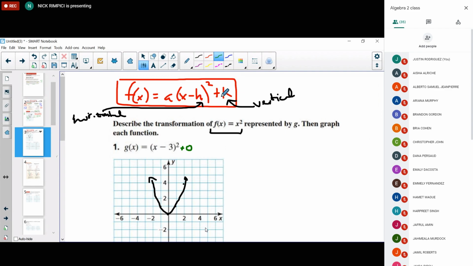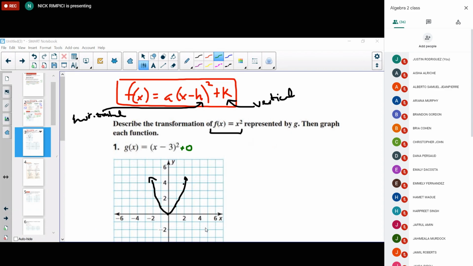Now I want to see what happens to the parent function if I do this. Is it going to move up, down, left, right, or some combination? I'm going to graph it and get the answer, of course. Before I do that, I want to hear people's predictions. How do you think this graph is going to move compared to the parent? What is (x minus 3) squared plus 0, which is the same as (x minus 3) squared? Which direction is it going to translate the parent x squared? Anybody want to make a prediction?